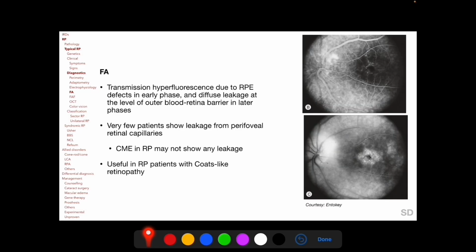On fluorescein angiography, transmission hyperfluorescence due to RPE defects is found in early phase of the angiogram, and diffuse leakage at the level of the outer blood-retina barrier is found in later phases of the angiogram. Very few patients show leakage from perifoveal retinal capillaries, as seen here in this photograph, and as we have already mentioned, cystoid macular edema in retinitis pigmentosa patients may not show any leakage, and this is important to remember. Fluorescein angiography is also useful in retinitis pigmentosa patients with Coats-like retinopathy when laser photocoagulation of the retinal telangiectatic lesions is planned.